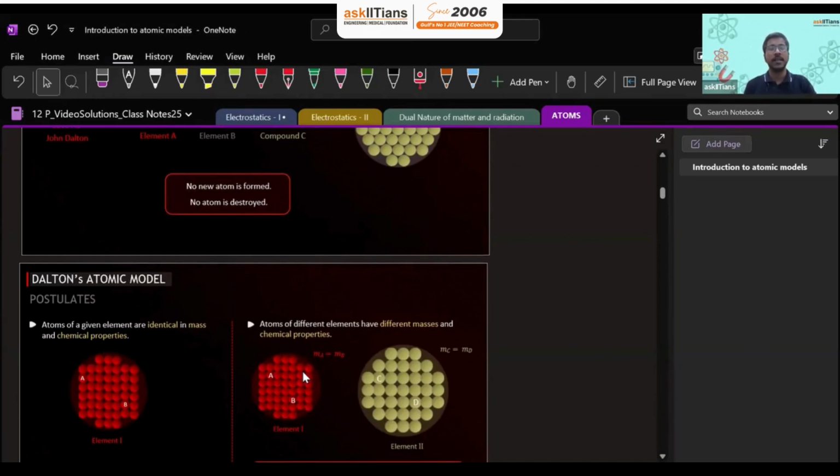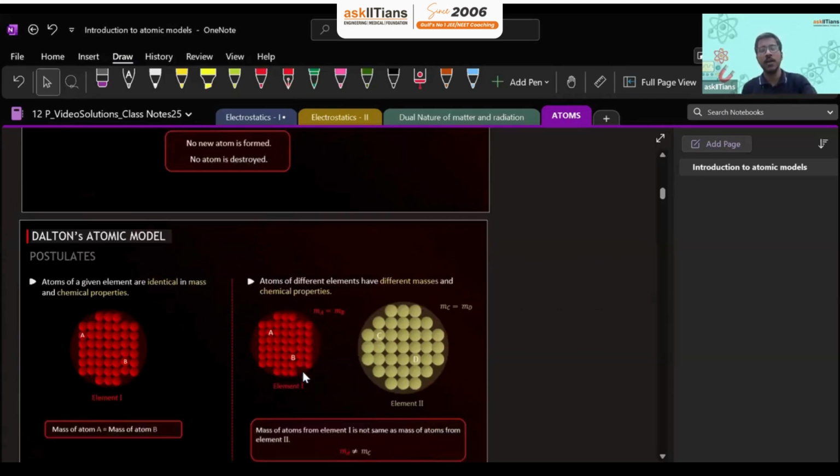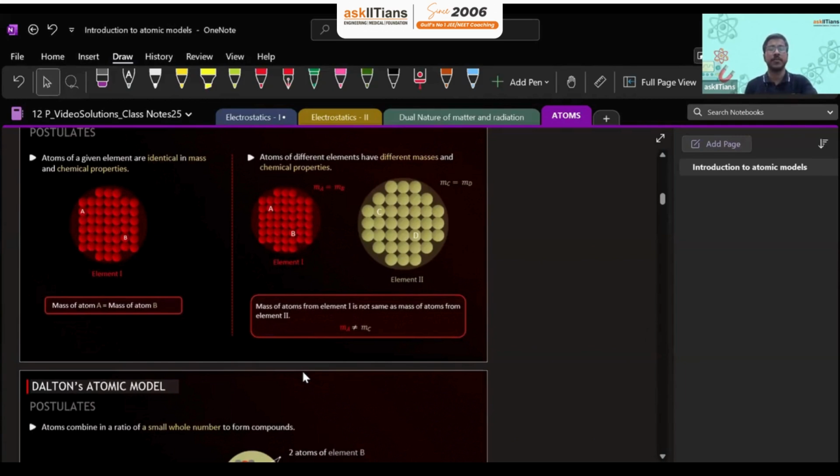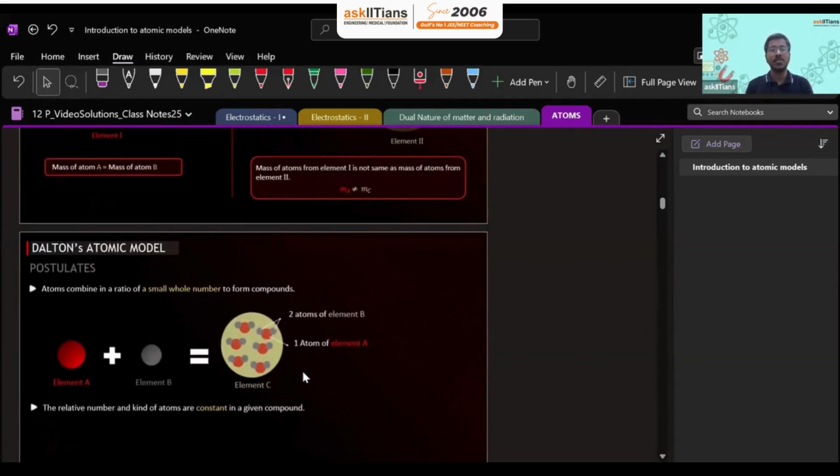Another postulate states that the atoms of a given element are identical in mass and chemical properties. So atoms of the same element have the same mass and identical chemical properties. If they are of different elements, definitely their mass and chemical properties will change. That is according to Dalton's postulate. The next postulate states that atoms combine in a ratio of small whole numbers to form compounds, as we have studied in chemistry, and the relative number and kind of atoms are constant in a given compound.